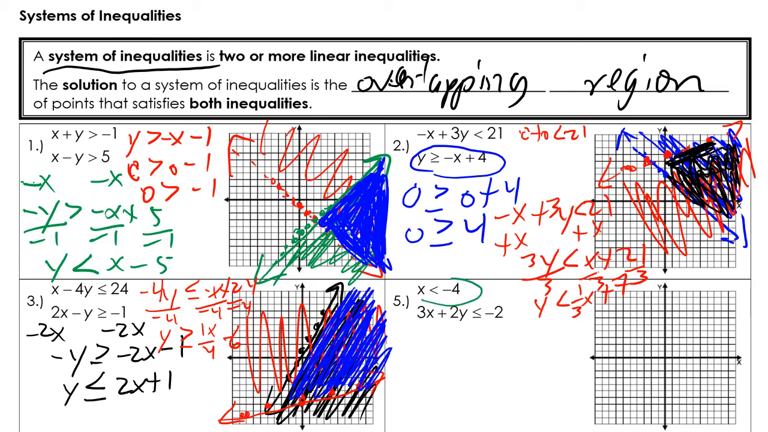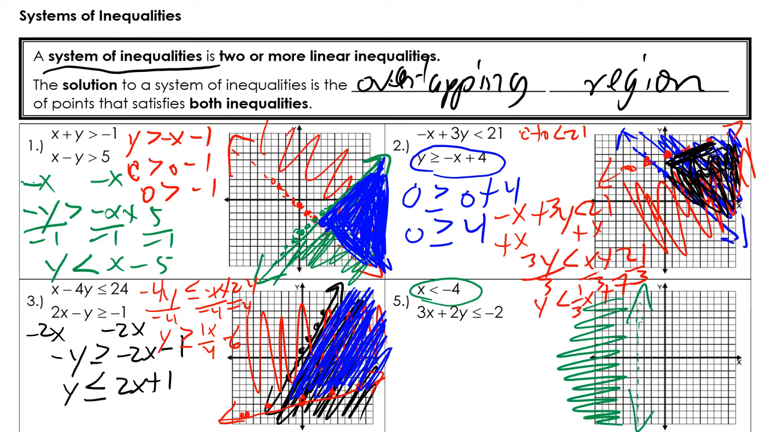Let's try one more. X is less than negative 4. That's a vertical line. Crosses the x-axis at negative 4. 1, 2, 3, 4. It's going to be a dotted line because there's no equal bar. And everything less than negative 4 is to the left of the line. With y, we're thinking up or below. With x, we're thinking left and right.